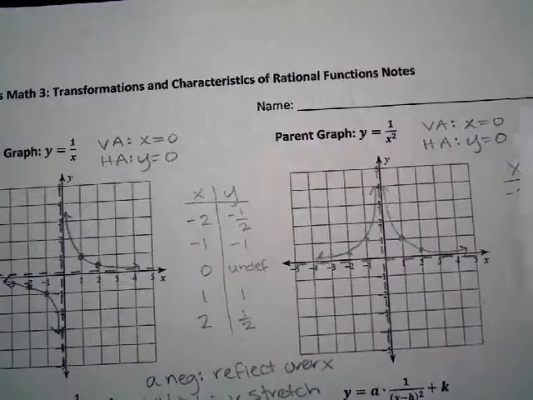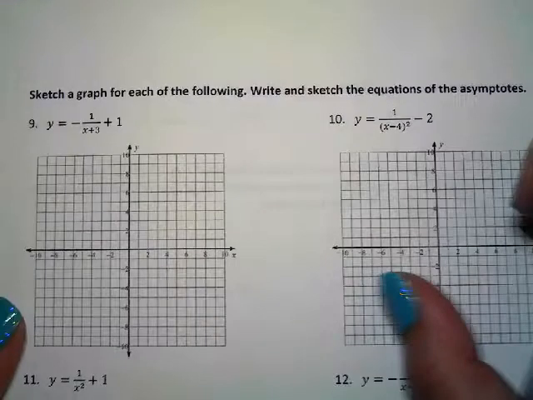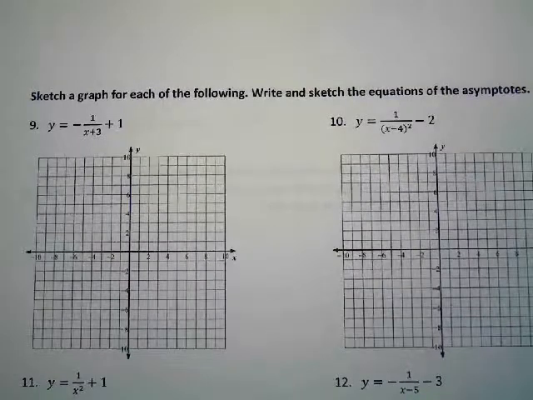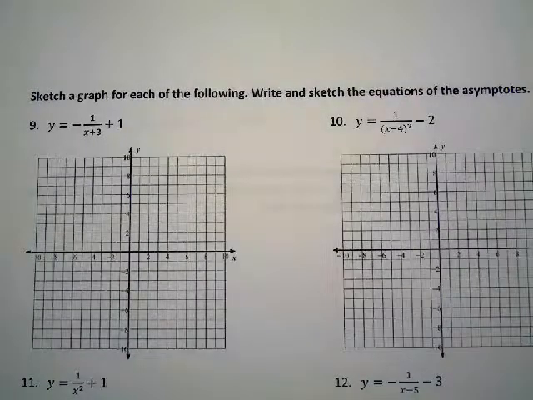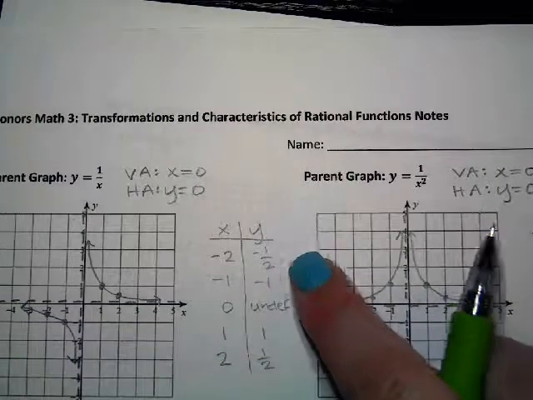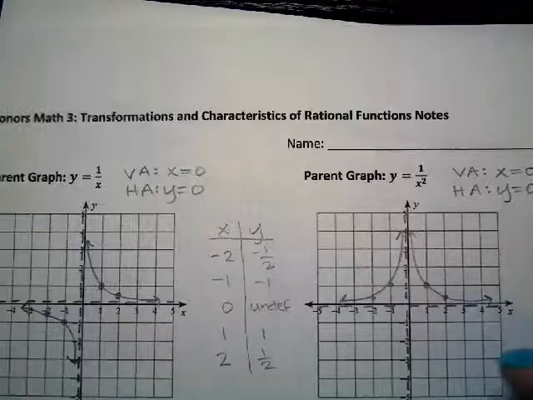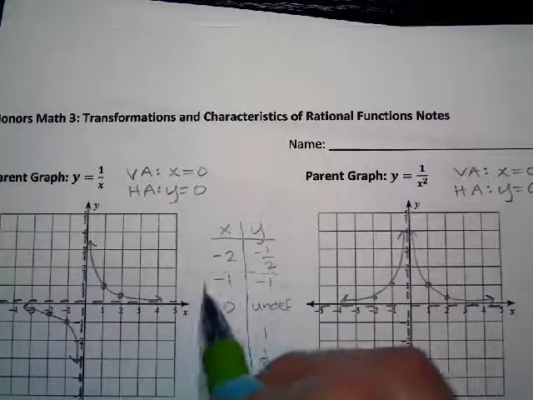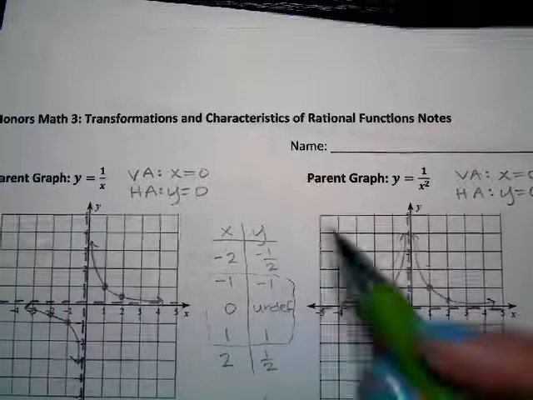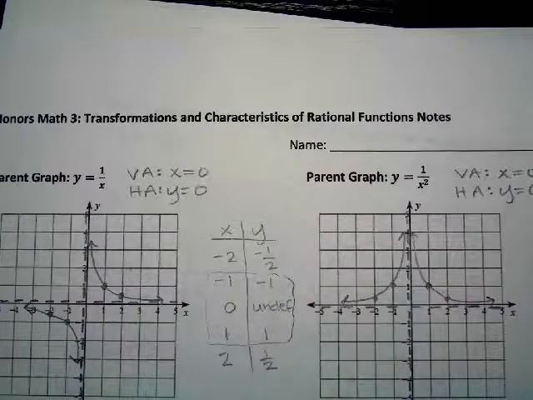When I graph these, I do not do all 5 of the points that are on this table. I'm going to be honest because I don't want to. I'm just going to be real with you guys. I do the vertical asymptote, the horizontal asymptote, and then I do like this point and this point, and that's all I do because I don't want to do the fractions. So I do just 2.